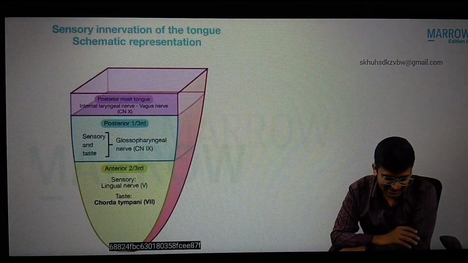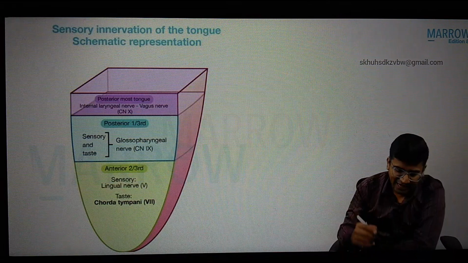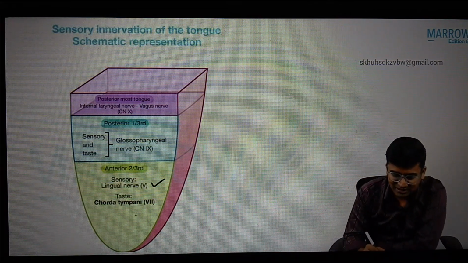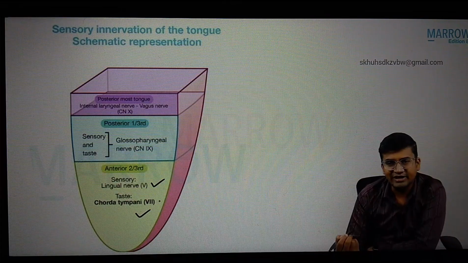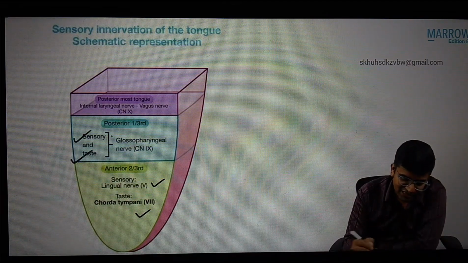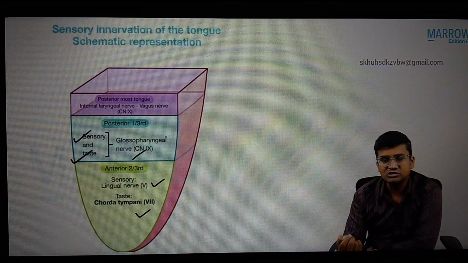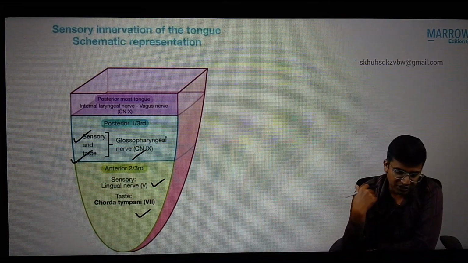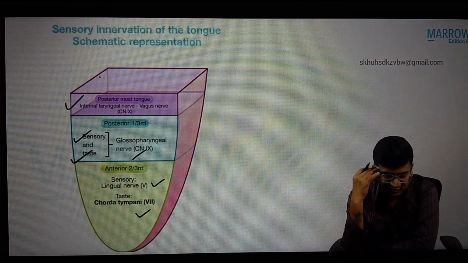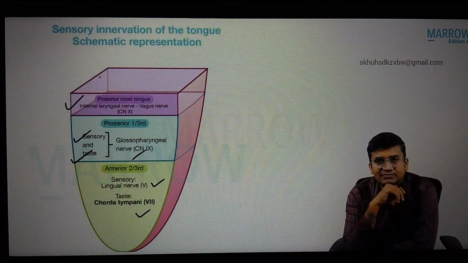Next one, we are seeing the sensory supply. The anterior two-third of the tongue: general sensation by the lingual nerve, taste sensation by the chorda tympani nerve. Posterior one-third of the tongue: general sensation and taste sensation, both by the glossopharyngeal nerve. The posterior most part of the tongue: general sensation and taste sensation by the internal laryngeal nerve.